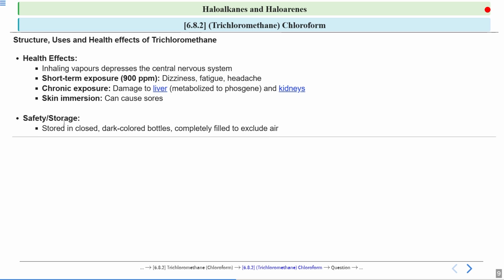So these are the safety measures you should take while storing the chloroform. It should be stored in a closed container. The container or the bottle should be dark colored, so that it cannot come in contact with the light for its reaction. The bottle or the container should be completely filled to exclude any kind of air inside the container.